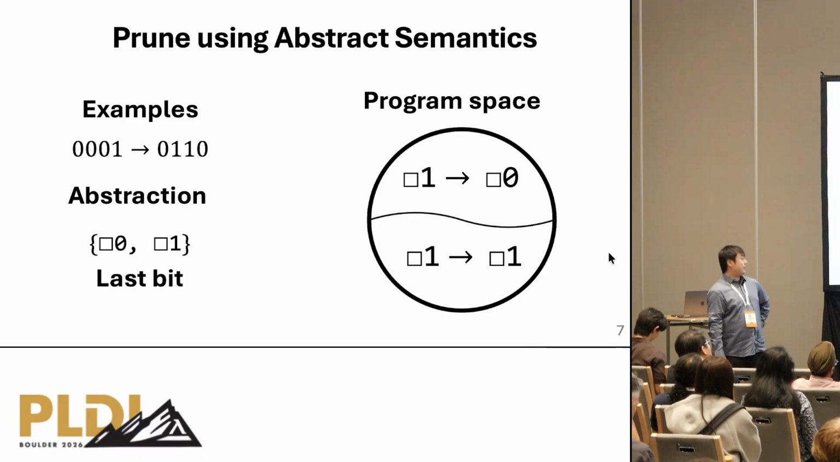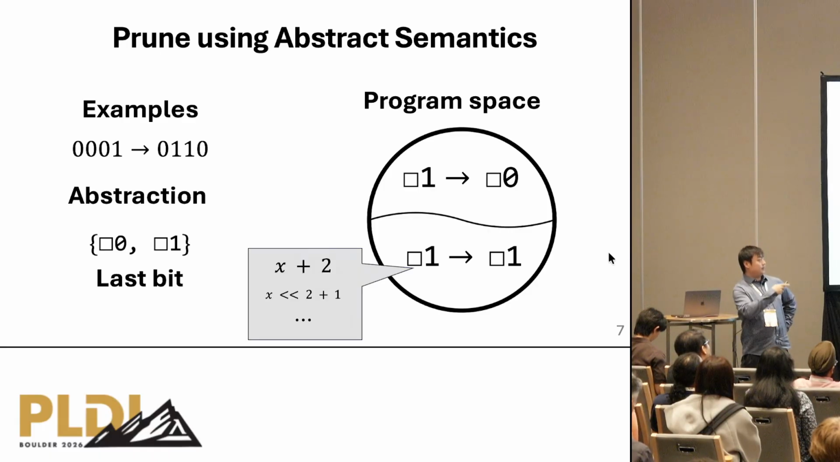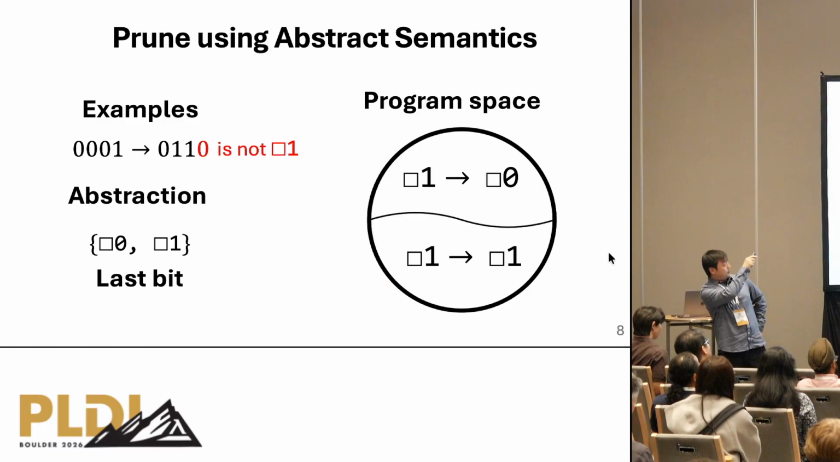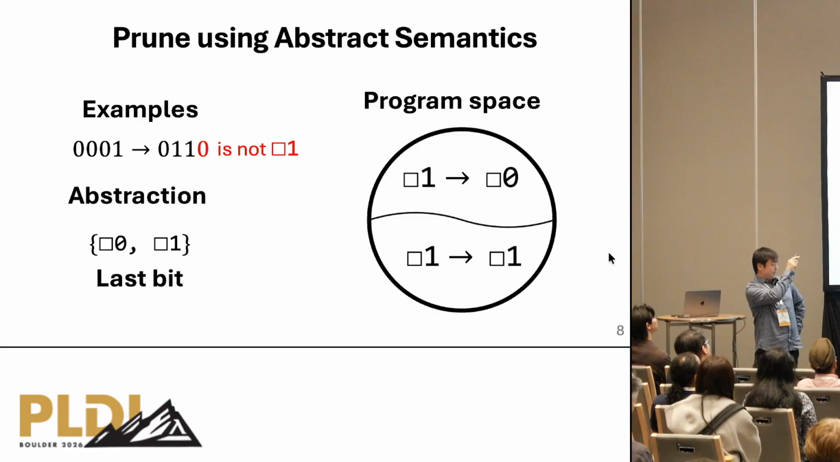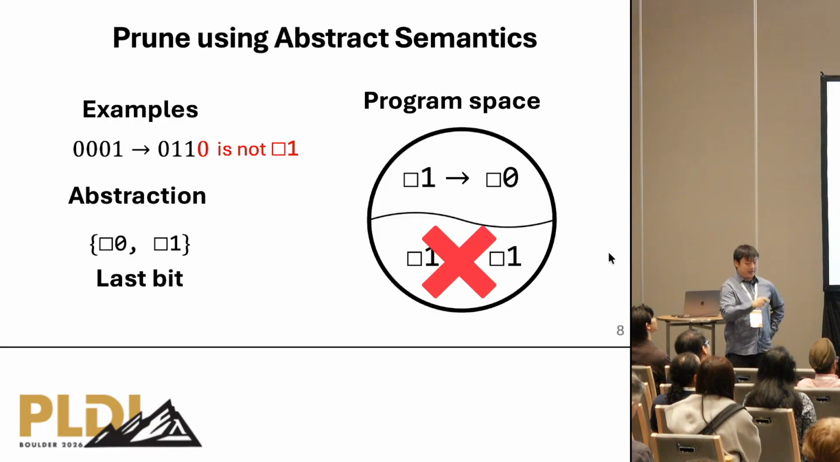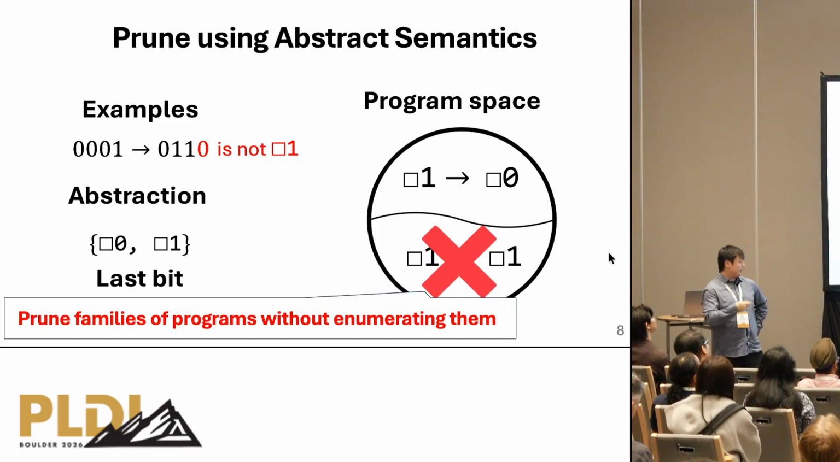The idea behind this is that it can divide the program space, according to the programs' abstract behavior, into a finite set. So for example, x plus 2 and x left shift 2 plus 1 all take an input with last bit 1 and output with last bit 1. Now, say our output is not ending with 1. Then we can prune away that part of the space. The idea is that it can prune families of programs without enumerating them.